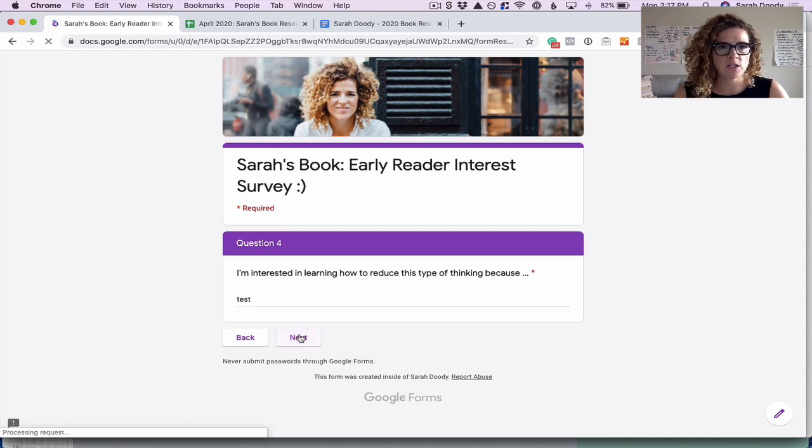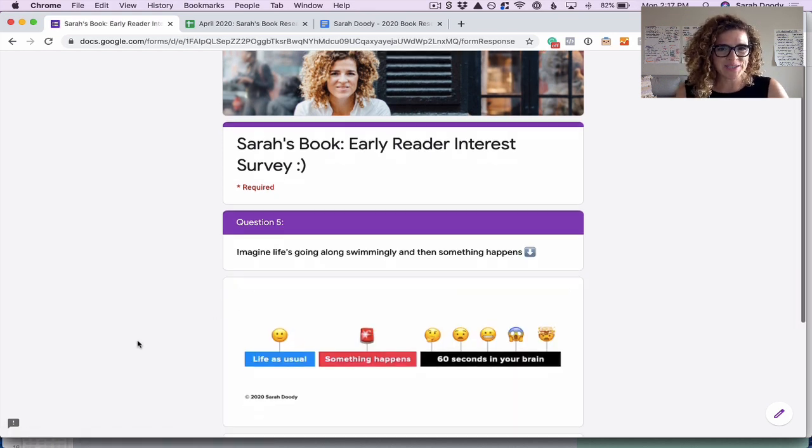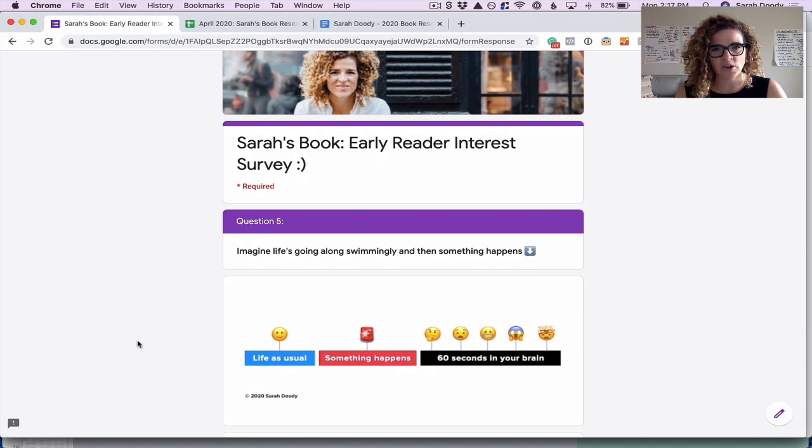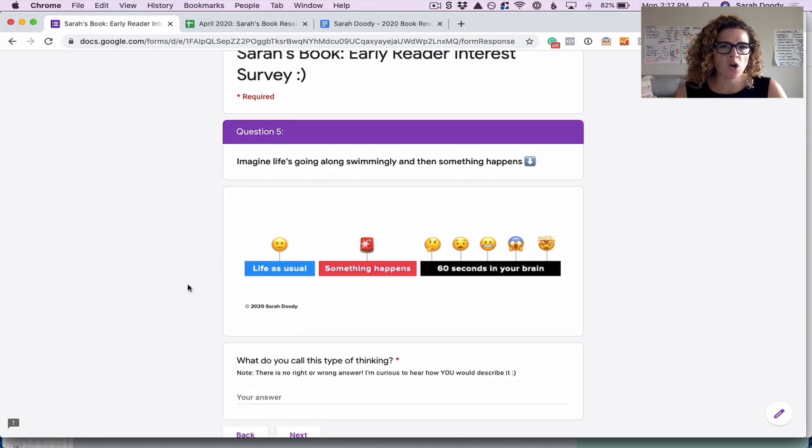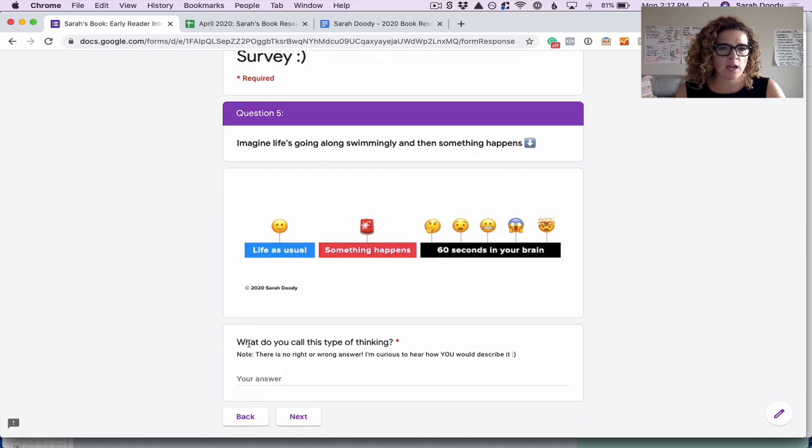And then we are going to go to a question that I wasn't sure how this would turn out because I've honestly never done this before, I don't think. But I decided to throw in a graphic because I wanted people to describe in their own words what is happening in this graphic. So I say, imagine life's going along swimmingly, and then something happens. And I put the graphic, and then I said, what do you call this type of thinking? And there's no right or wrong answers. I just want to hear how you would describe this word or this graphic. The answers were amazing. Let's put test.